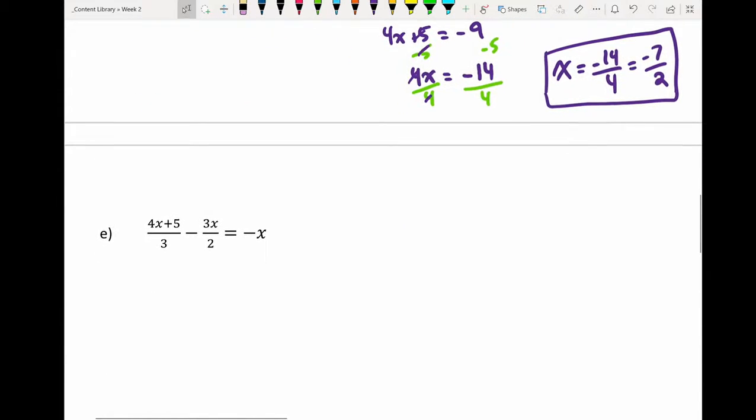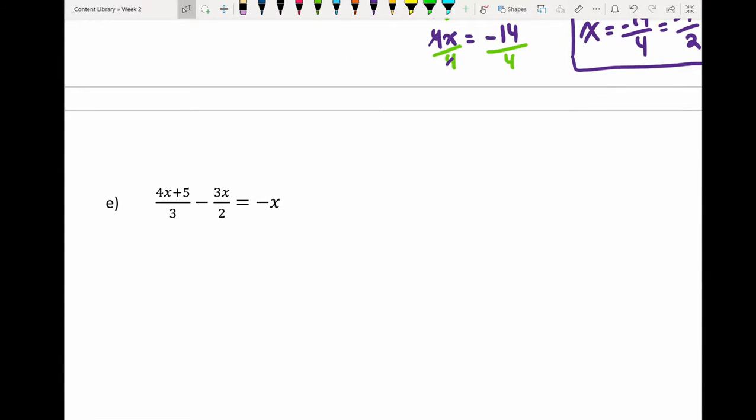So looking at E, we have kind of the same idea, except now we have fractions on both sides. So how do we get rid of the fractions again? We have to find a common number that I can multiply everything by to help me get rid of these fractions. So what's a common number that 3 and 2 both divide nicely into? If you're having trouble finding this nice number, the easiest thing to do is just take your two denominators, 3 and 2, and multiply them together. And we get 6. So we know that 3 and 2 are going to divide nicely into 6.